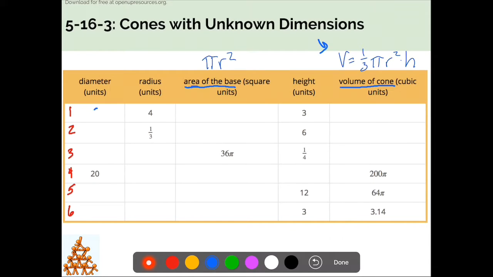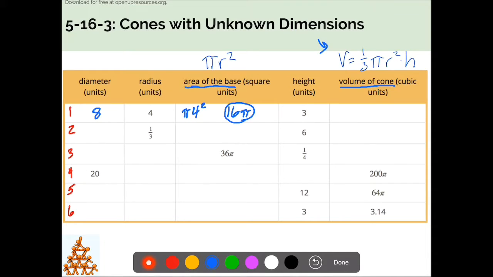If the radius is 4, the diameter is going to be 8. If the radius is 4, the area of my base is going to be pi times 4 squared, so that's going to be 16 pi. We should be feeling comfortable with that by now. If the height is 3, I need to find the volume of my cone. Remember this, the only difference here is the 1/3 part. Well, I can take 1/3 times the height in this case.